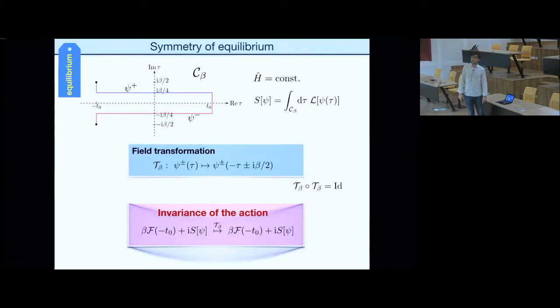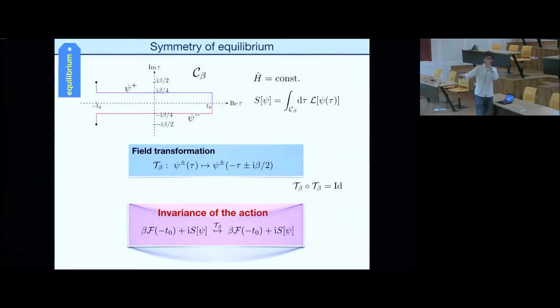Okay. And the symmetry claim is that if you look at this action and you plug in the following field transformation, which I call T beta, a transformation of the fields, psi plus and psi minus are going to be transformed into themselves. So psi plus of tau, which lives on this contour, I send to psi plus of minus tau plus i beta over 2, and psi minus of tau I send to psi minus of minus tau minus i beta over 2. So I claim that if you play this game, what you're going to get is that this symmetry is going to remain invariant.